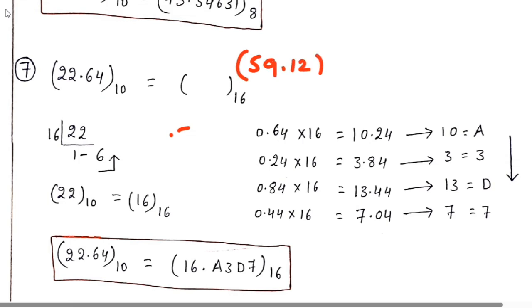59.12 we will take. This is a decimal number system. How are you going to convert it into the hexadecimal number system? First you should take 59 divided by 16, the integer part divided by 16.